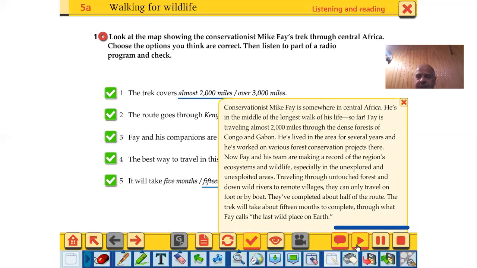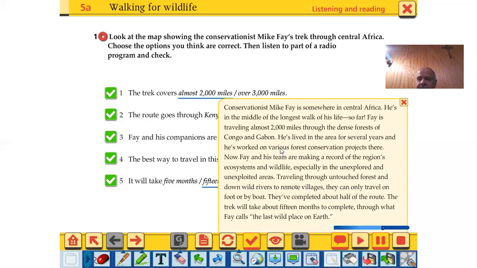So let's see it. Conservationist Mike Fay is somewhere in Central Africa. He's in the middle of the longest walk of his life, so far. Fay is traveling almost 2,000 miles through the dense forests of Congo and Gabon. He's lived in the area for several years, and he's worked on various forest conservation projects there. Now Fay and his team are making a record of the region's ecosystems and wildlife, especially in the unexplored and unexploited areas.